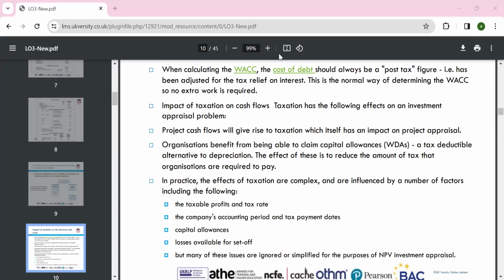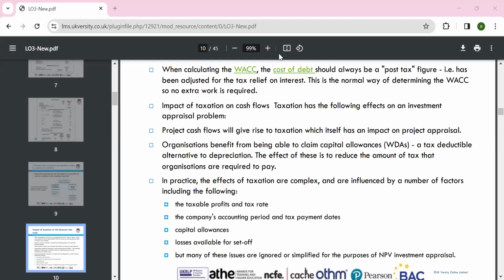Great, good stuff. So we can claim writing down allowance on capital expenditures, like on assets. It is a tax-deductible alternative to depreciation. The effect of this is to reduce the amount of tax that organizations are required to pay. In practice, the effects of taxation are complex and influenced by a number of factors which we need to look at.